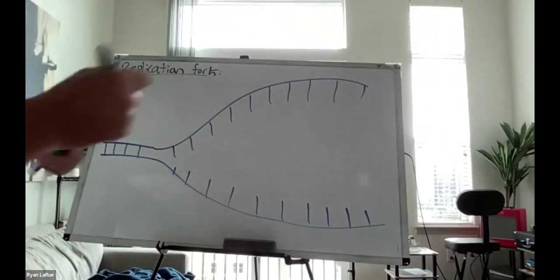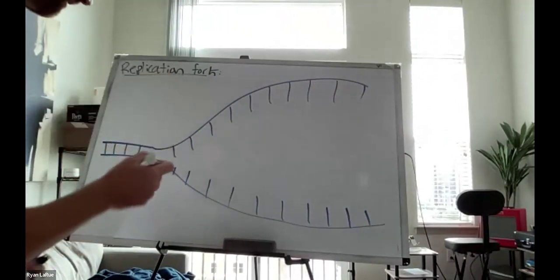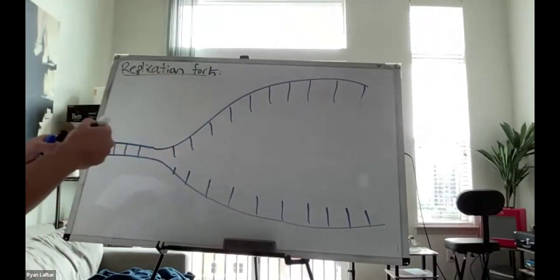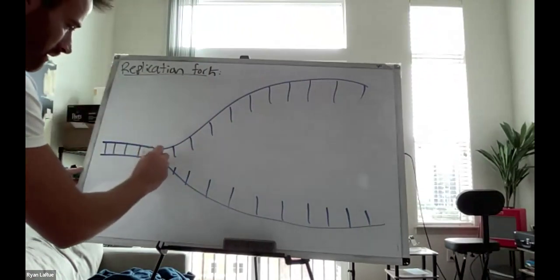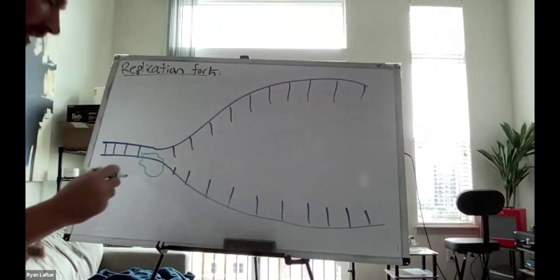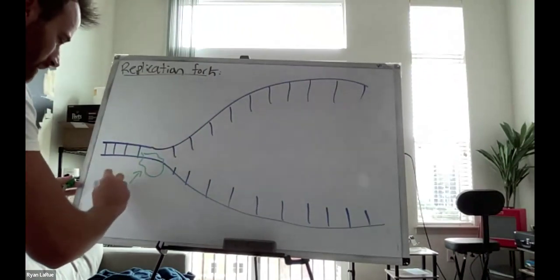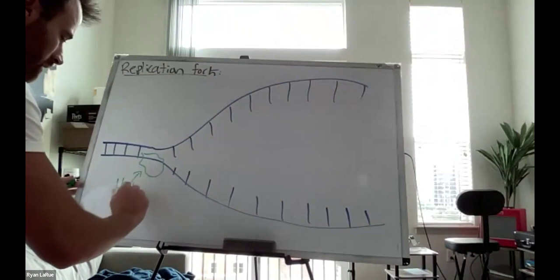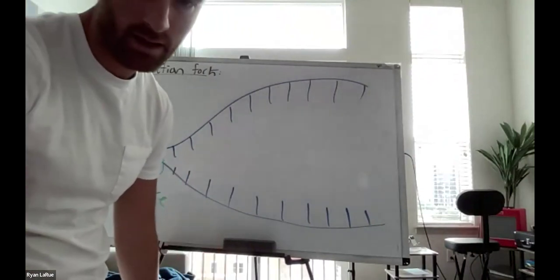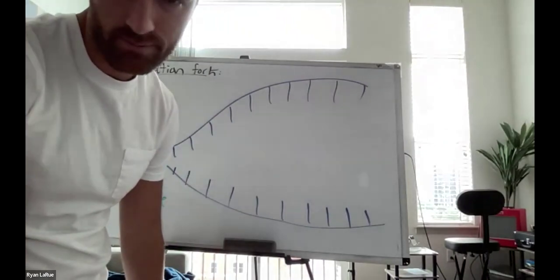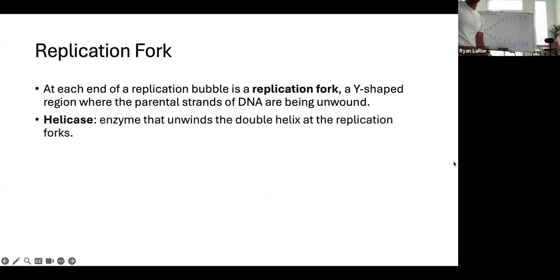So helicase, I'm going to make it green. Let's just put it here. And all these enzymes are kind of like little blobs. So here's our helicase enzyme. And again, helicase is unwinding the double helix. That's its role.